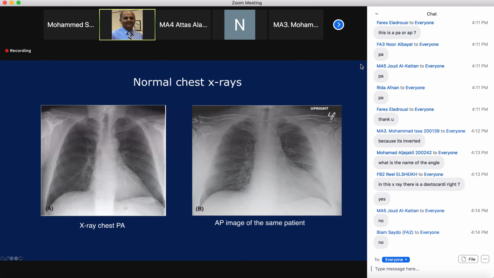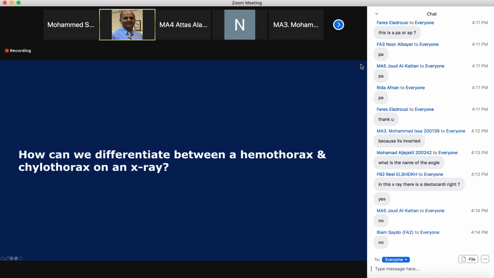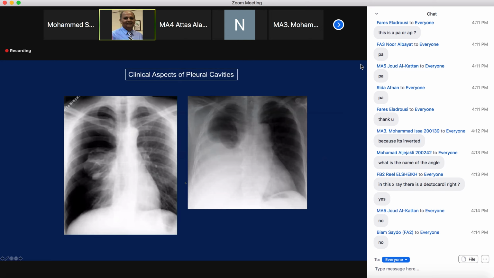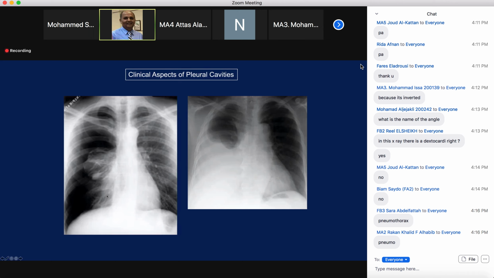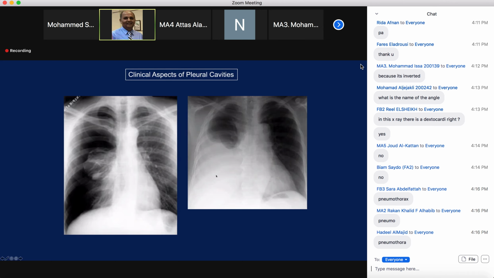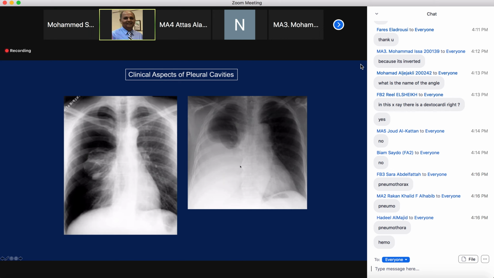Okay, going further. Now, this question: how can we differentiate between a hemothorax and a chylothorax on an X-ray? For that, we need to look into an X-ray. First, let's bring an X-ray. Now, I'm showing you two X-rays here. They are in front of you. Where I'm putting my cursor, can you see my cursor? So what do you see in this X-ray? If you compare with the X-ray which I showed before, pneumothorax. And what do you see on this X-ray? What do you see on this X-ray?